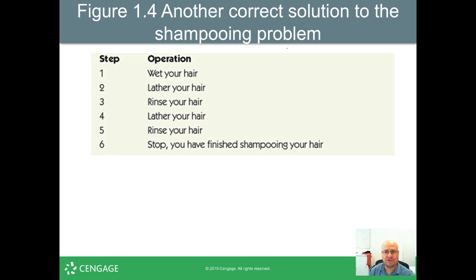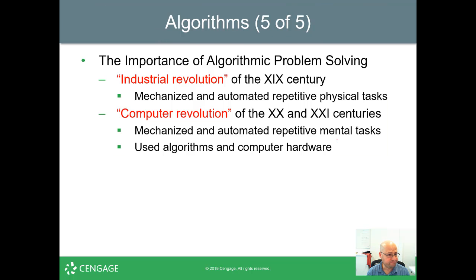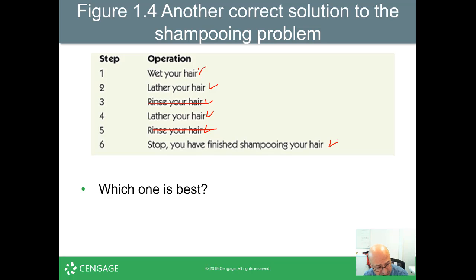Another correct solution to the shampooing problem doesn't have a loop. You see there's no repeat or anything. This is more direct, only using single operations: wet your hair, lather your hair, rinse your hair, lather your hair, rinse your hair, stop. Which one is best? We're going to see which one is best next week.